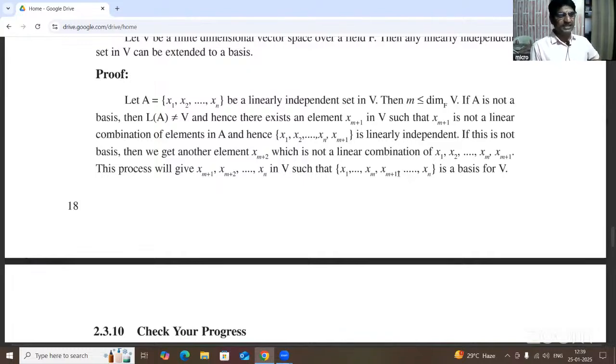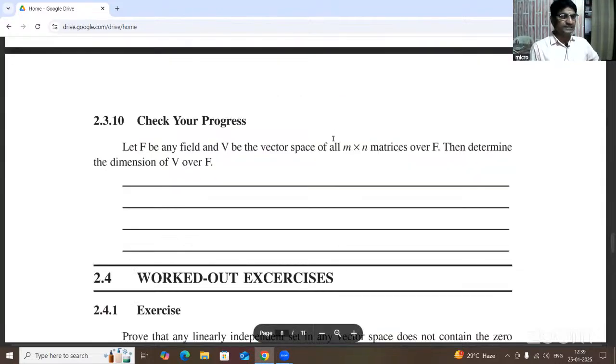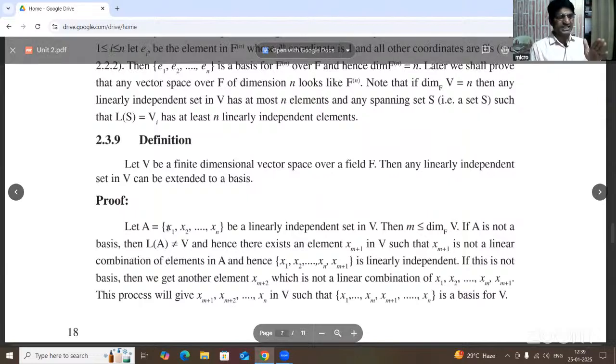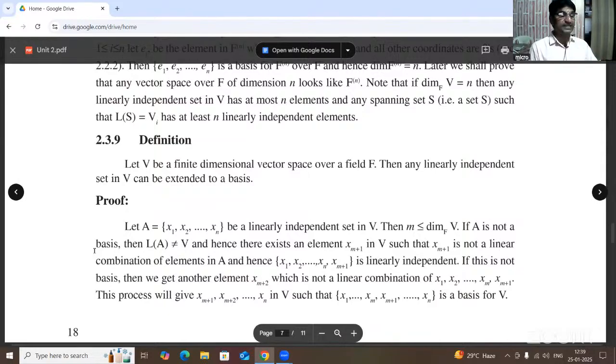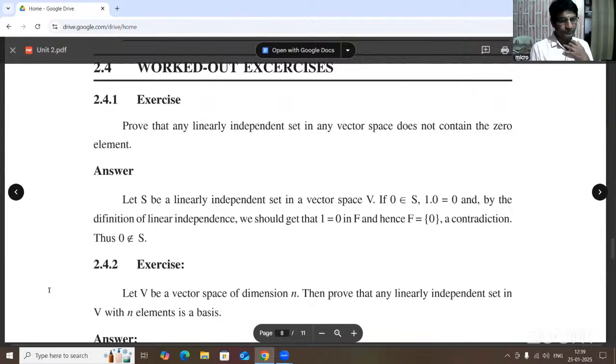So those elements do not form a basis of the vector space, and we continue this process and take another element x(m+2), and then in the same manner it is not a basis, and another element is x(m+3). Okay, there are so many elements between 1 and n. Finally, we extend the elements to form a basis for the vector space. That is the simple proof. You must extend this concept according to the theory. That is the well established theorem, the basis extension theorem, that is 2.3.9. Okay.